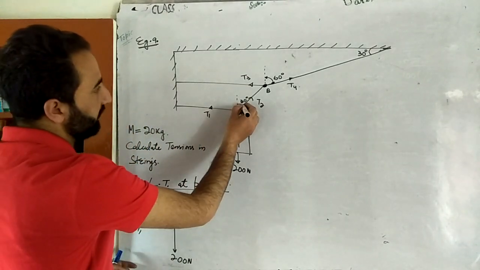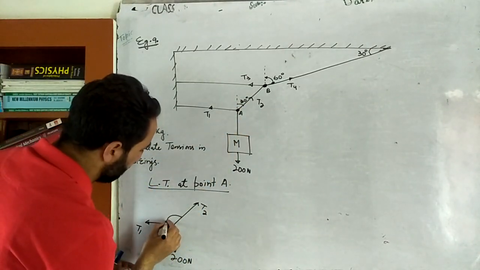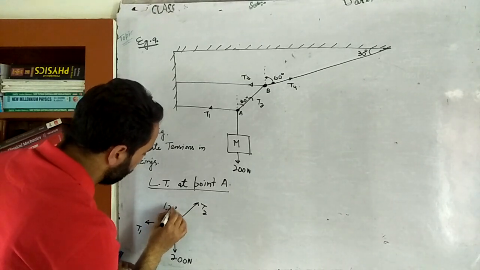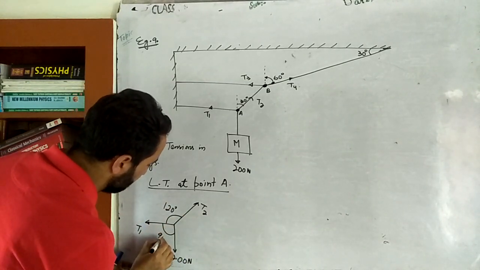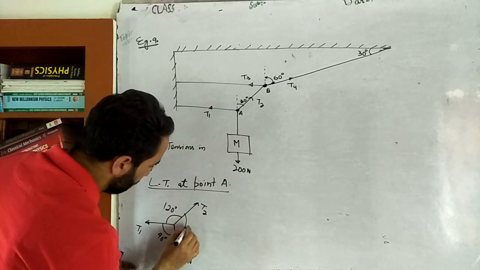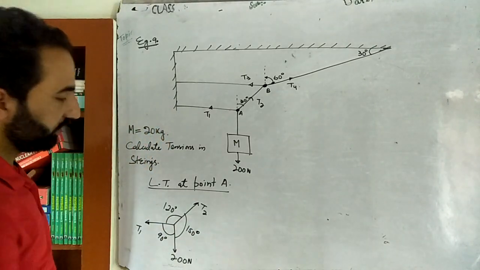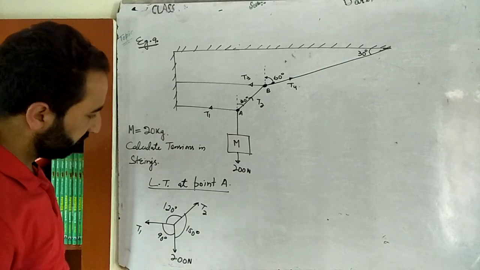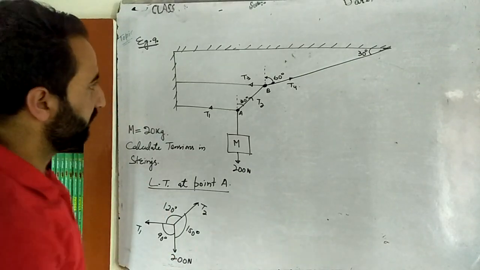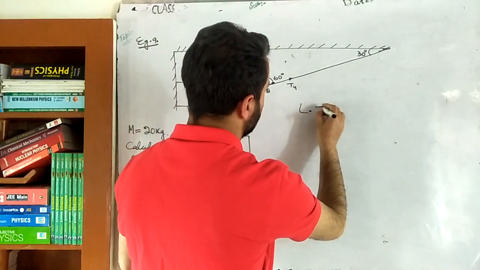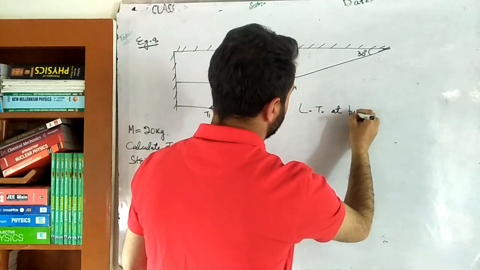Fine. Now 90 plus 30 is 120. So how much is this angle? 120. Obviously, this angle is 90, which means this angle must be 150. Now using Lami's theorem, we can calculate T1, T2. Isn't it? Okay, so try it yourself. Then I will write down Lami's theorem here, Lami's theorem at point B.